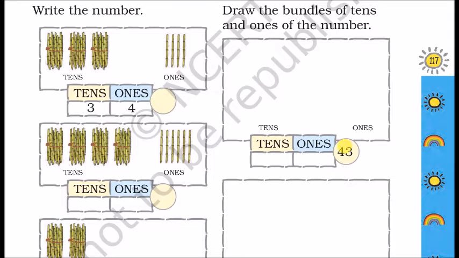43 में how many tens are there? 4 tens. 1, 2, 3 and 4 tens. And 3 ones. 1, 2 and 3. 4 and 3, 43.